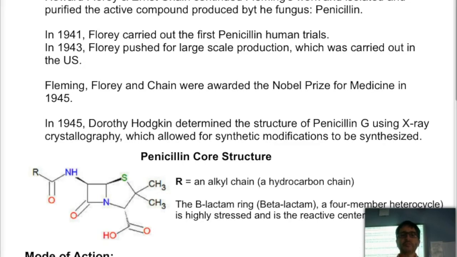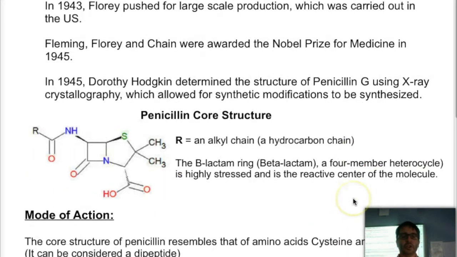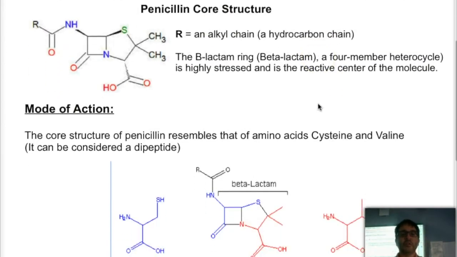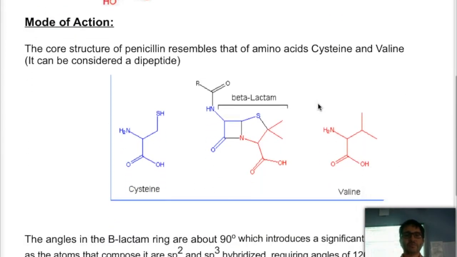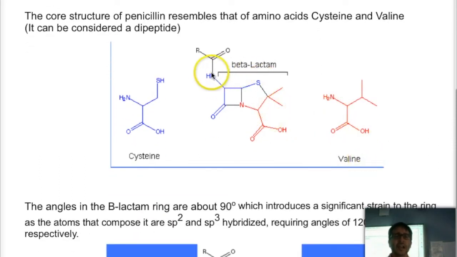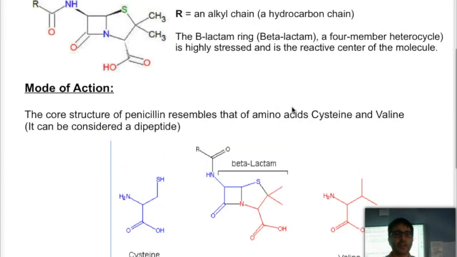Now, how does penicillin generally work? And here's just a general structure of penicillin. R is just the different alkyl groups that we're going to have. So we'll talk more about this. But penicillin basically works this way. And I'll come back to the image above in just a moment. Penicillin has a core that is called the beta-lactam ring. We can see the beta-lactam ring over here as well.